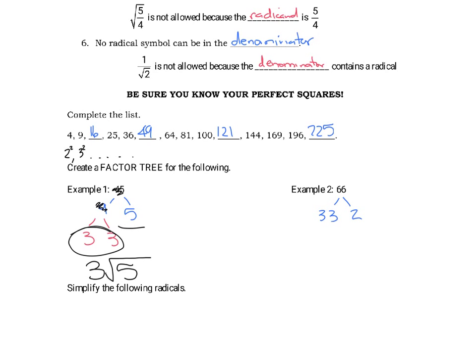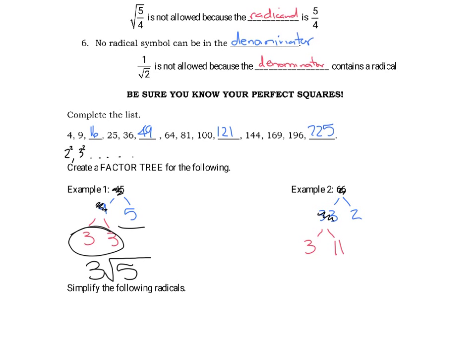66. 2 numbers to multiply to 66. 33 times 2. 33 is 3 times 11. 3 can't be broken down any further. 11 can't be broken down any further. And 2 can't be broken down any further. So squiggle those out so I don't get confused.